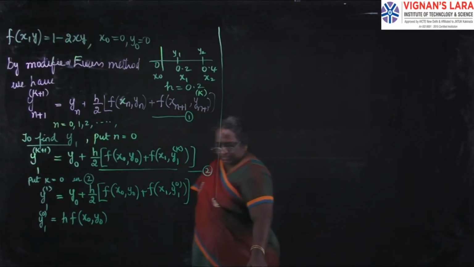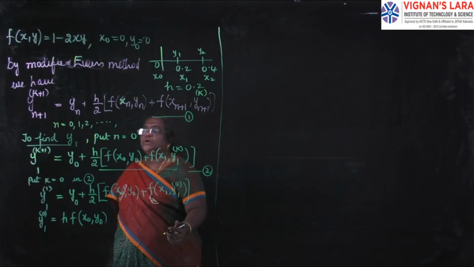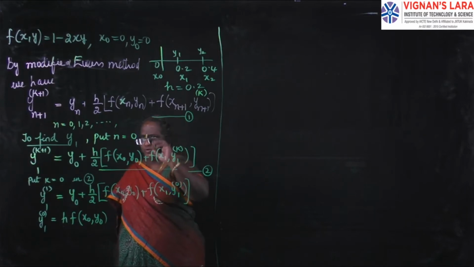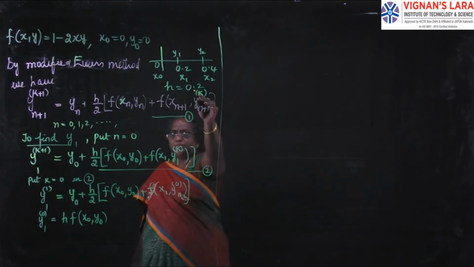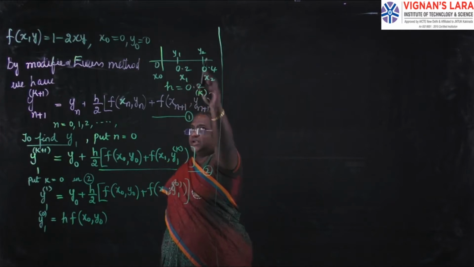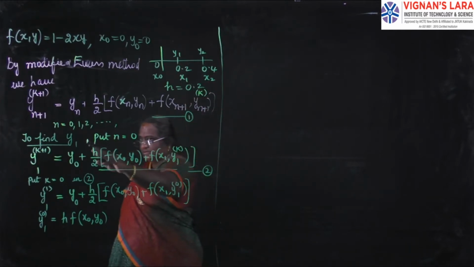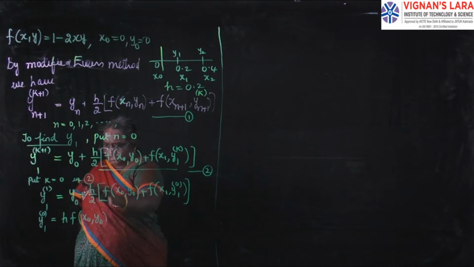Yes, now let us see the first finding the value of y1. So I have taken h as 0.2. So I have to find y1 and y2. So to find y1, what is the set of formulae? This is the set of formulae.